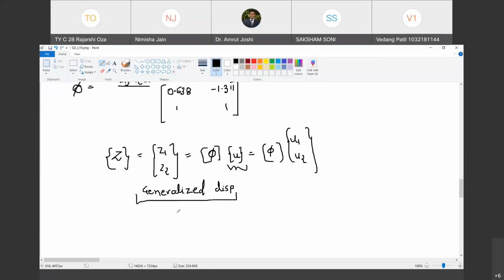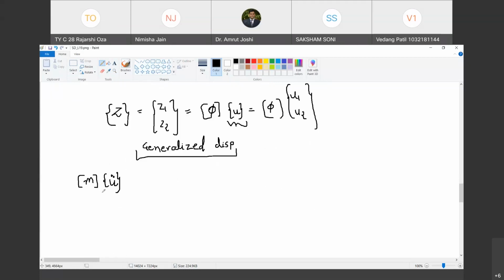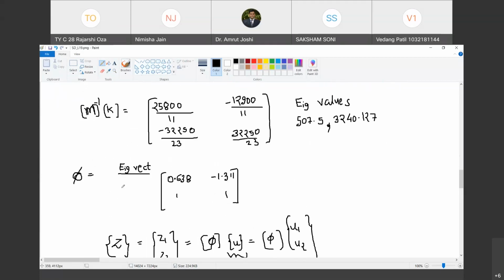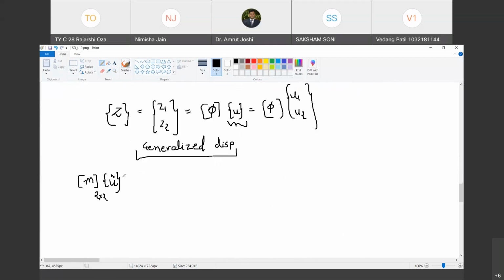Yes. Now, if we substitute this in our governing differential equation, what is the governing differential equation? Matrix M into u double dot. What is u double dot? u double dot consists of two elements, u1 double dot and u2 double dot. M is a matrix of size 2 cross 2. Do you agree with me? Yes. u double dot is a 2 cross 1 matrix, so multiplication is possible.